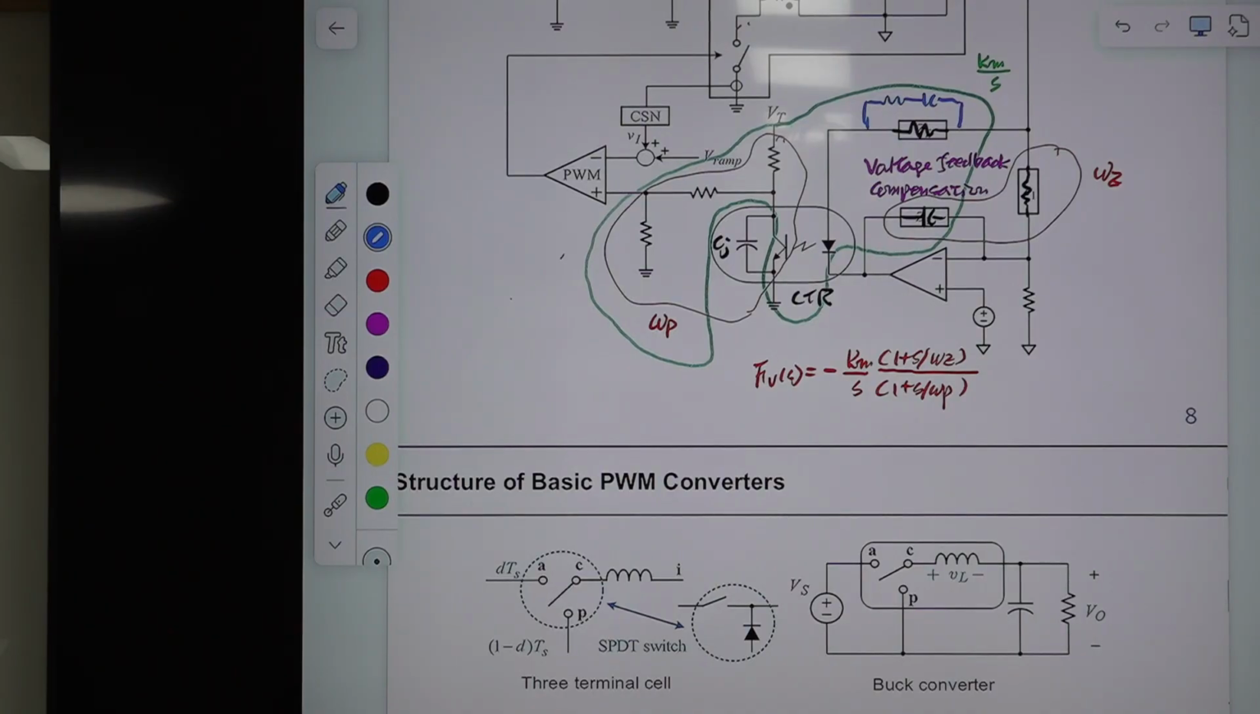So there is no real distinction between optocoupler-isolated compensation and the regular compensation. They are the same thing. Okay, but you should understand this, right?